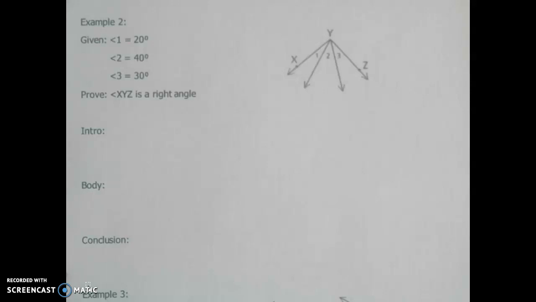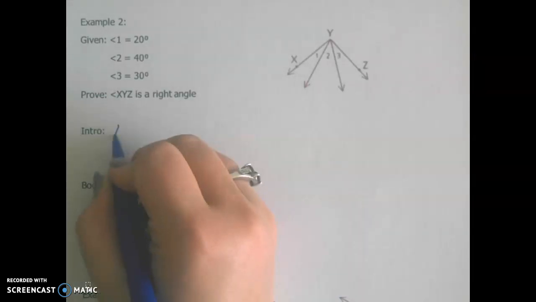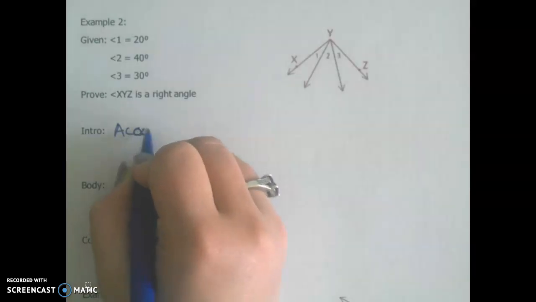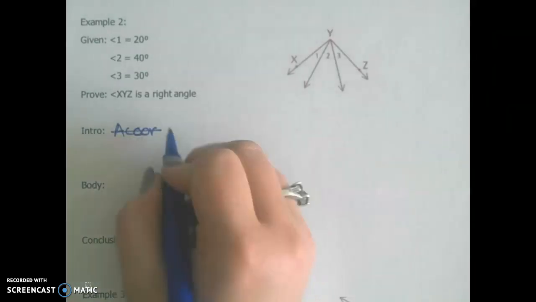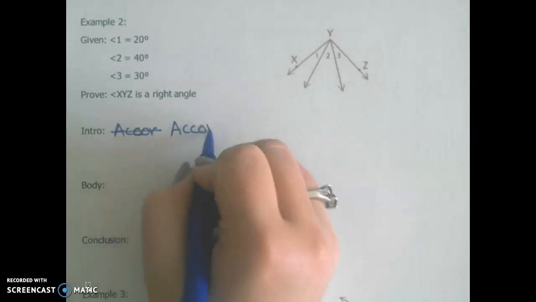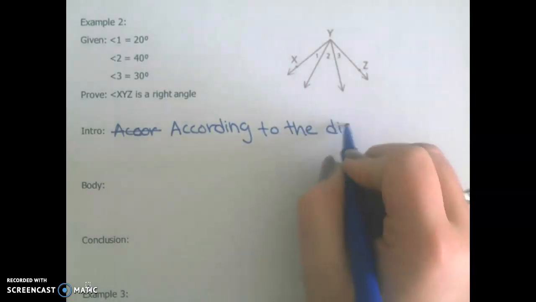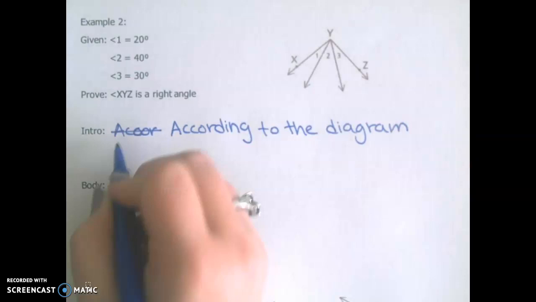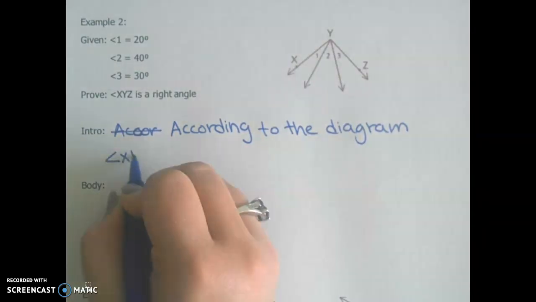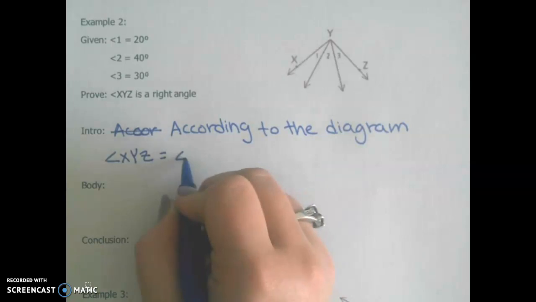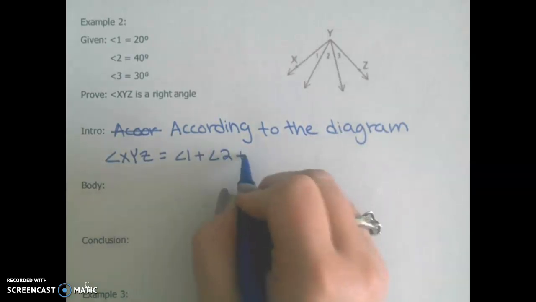So let's make sure we're writing out our introduction, body, and conclusion. So starting with our introduction, remember that's what we can assume from the diagram and any conditions we're given. Well, from the diagram, I can conclude, according to the diagram, angle XYZ is equal to the sum of angle 1, angle 2, and angle 3.